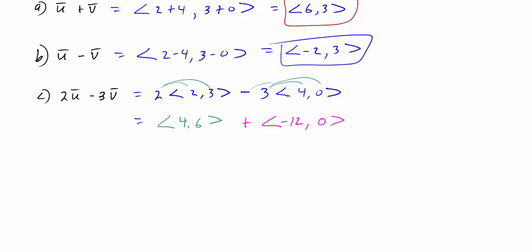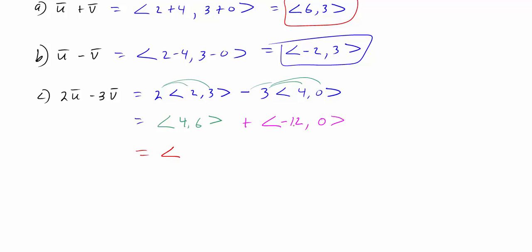Now, if you didn't distribute the negative, then you could distribute the 3, and you would have gotten 12, 0, but the negative sign would have stayed out front. So to make it a little bit easier, I prefer to make it addition, so I'm going to distribute the negative sign. So now we simply have our 2 vectors, and we're simply going to add those together.